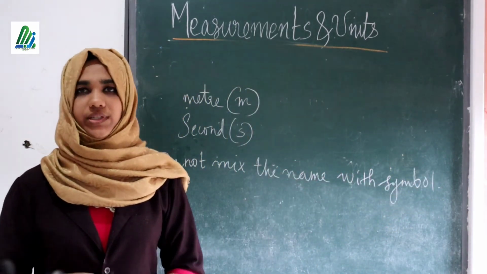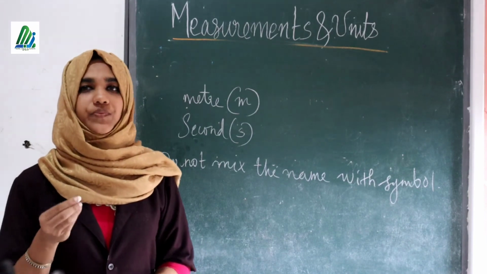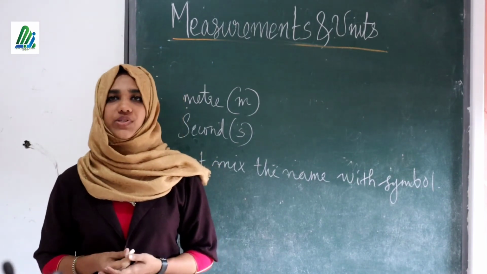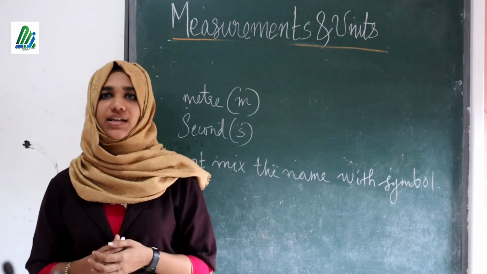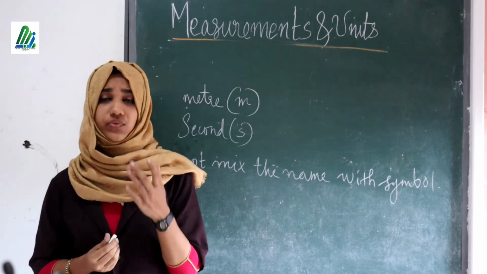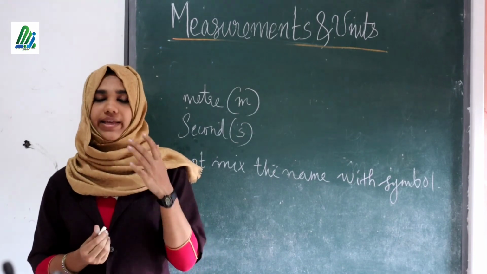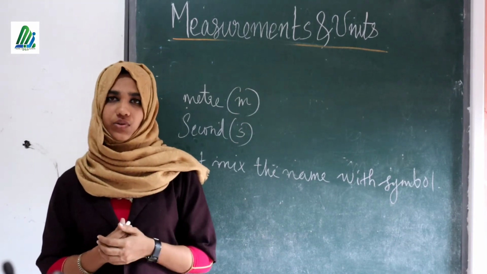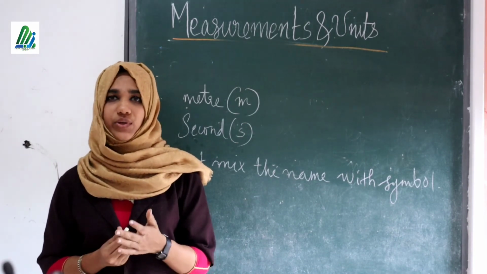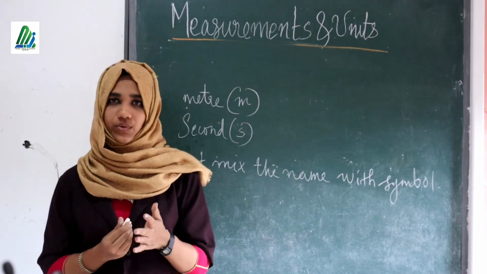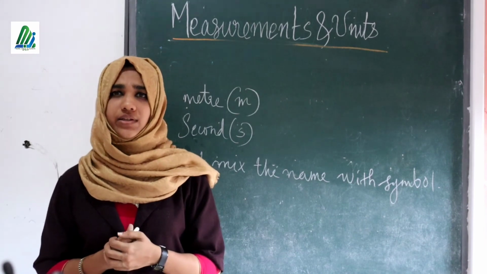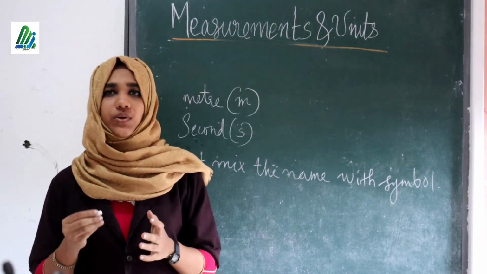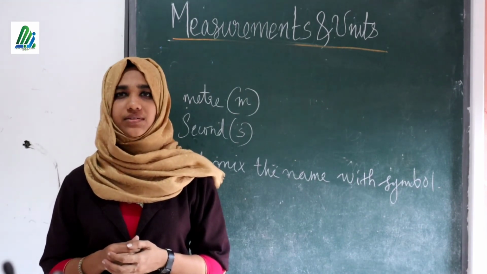I think all of you got it cleared. So our chapter is over. From today's class, we learned about fundamental quantities and examples for fundamental quantities. Then we learned about derived units, and examples for derived units. Then there are certain rules to be followed while writing units. So these are about our first chapter. Thank you.